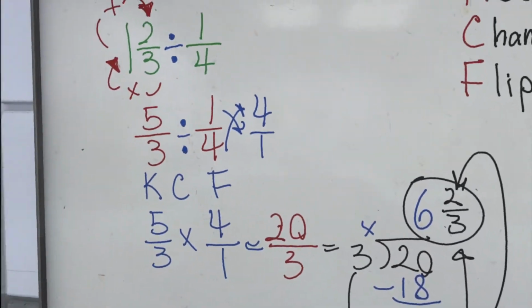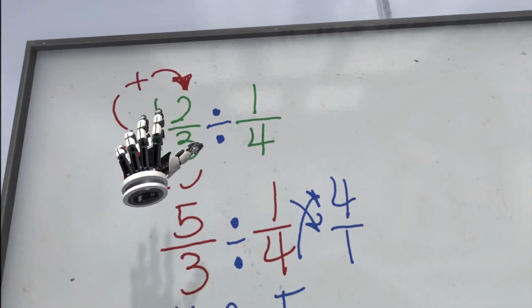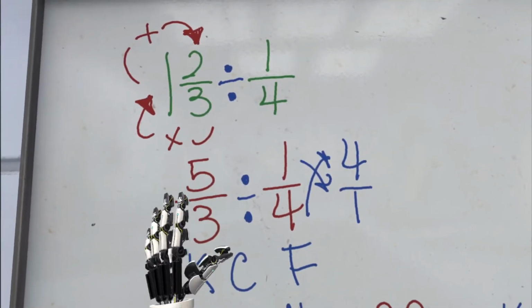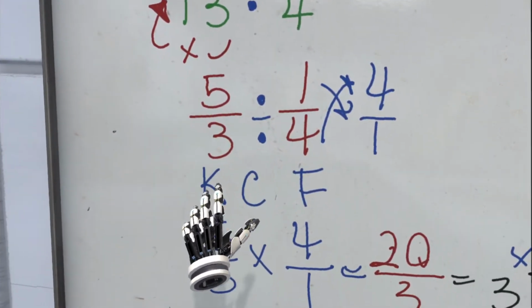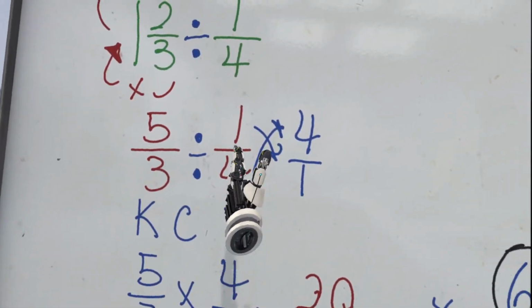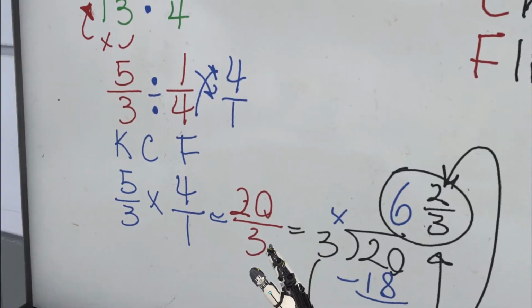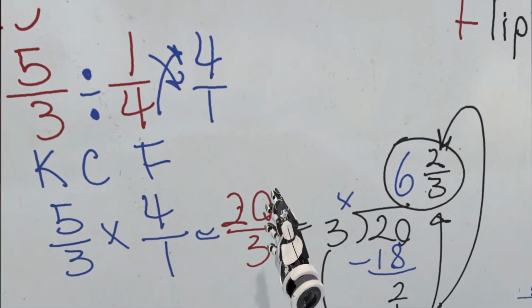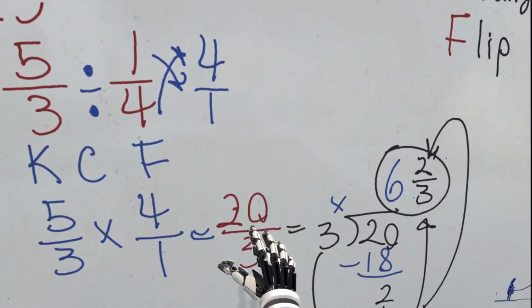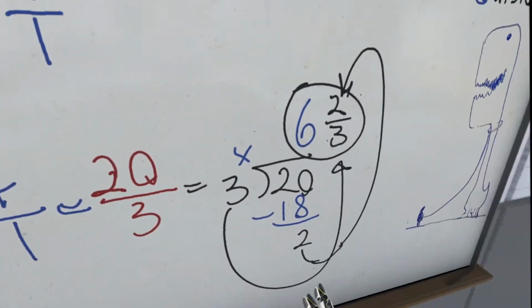6 2/3. Let's go over all the steps again. So change this by using around the world. 5/3 divided by 1/4. Keep it, change it, flip it. Keep it the same. Change to multiply. And then I flipped it. I ended up with 20 over 3. But I didn't stop there because that's an improper fraction. When you have improper fractions, that's when you use TIBO, top in, bottom out. That's what I did.